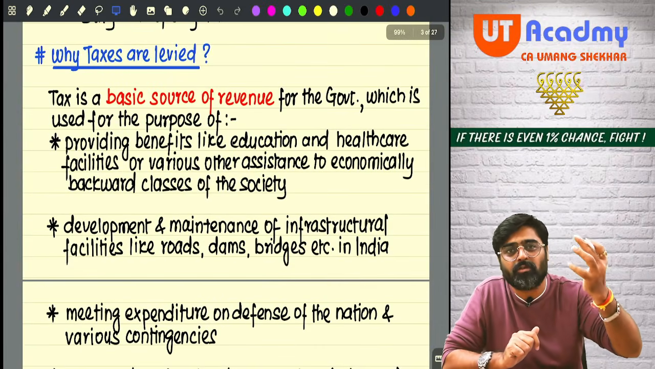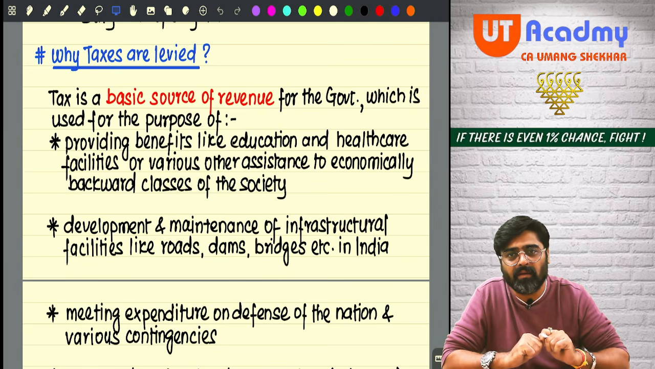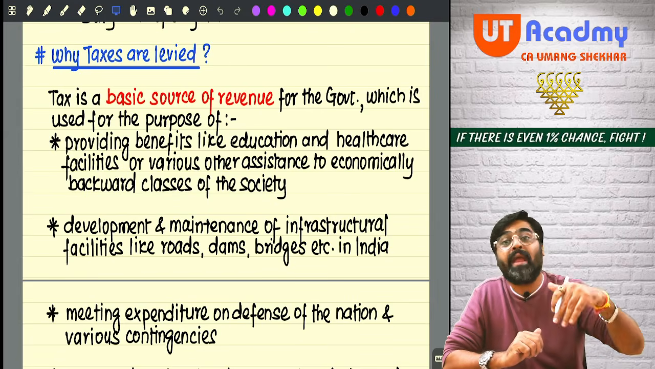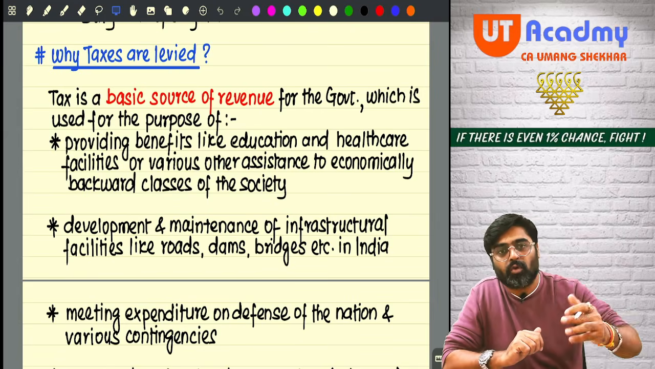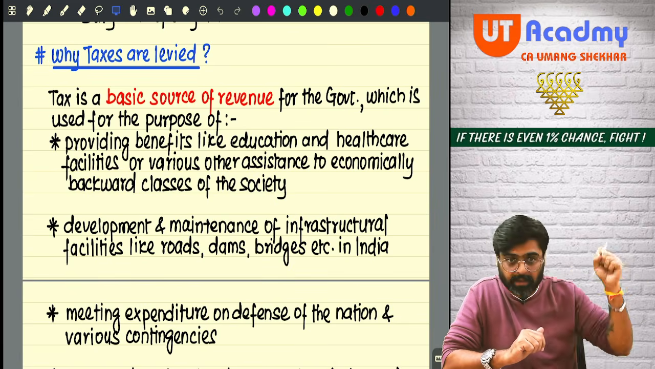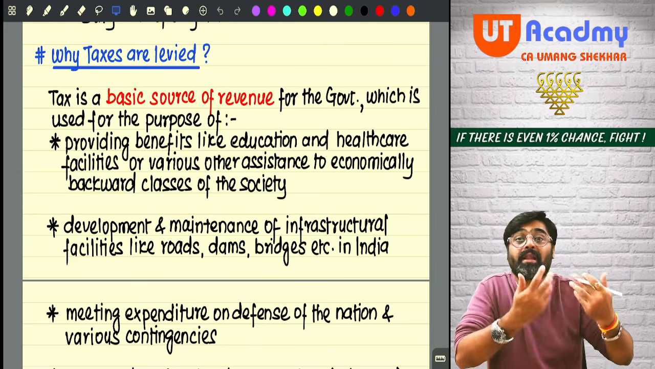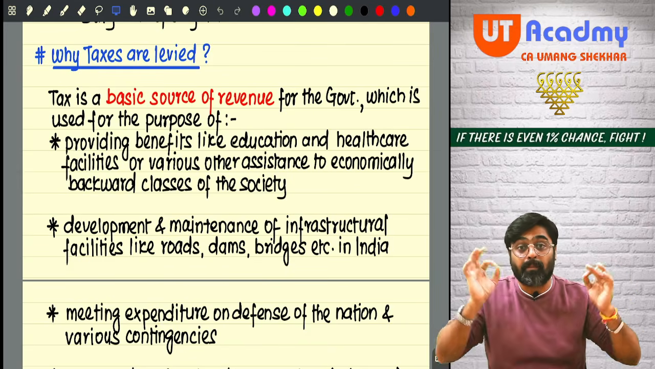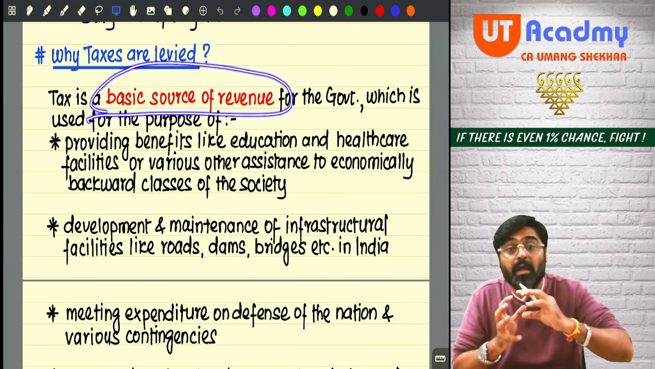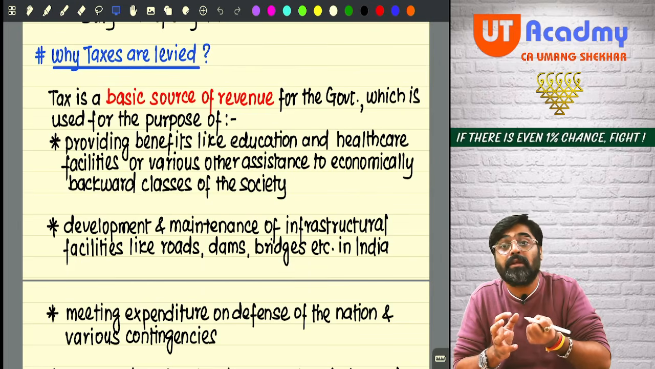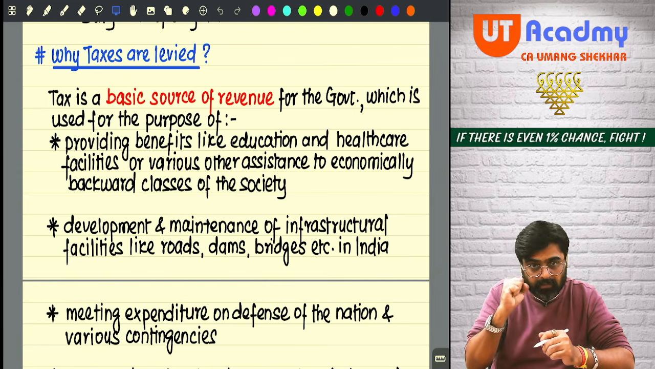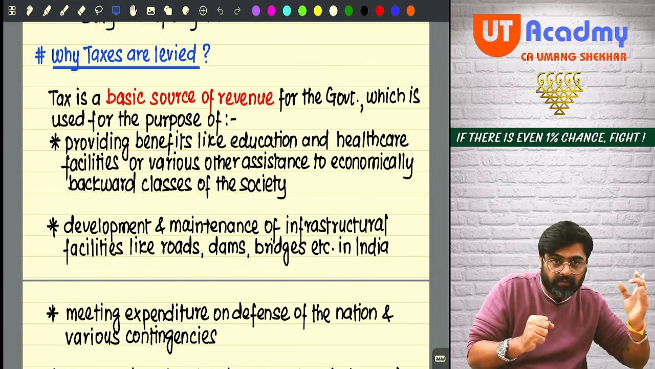There are many reasons why the government wants money. There are many places where the government spends money. So to spend the money on various expenditures, the government wants income. So from where does the government earn income? Many sources, but the basic source, meaning the main source of income for the government, is levy and collection of taxes. And those taxes will be spent for different reasons.